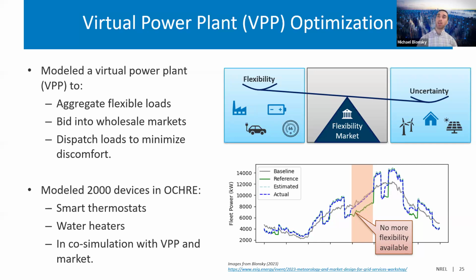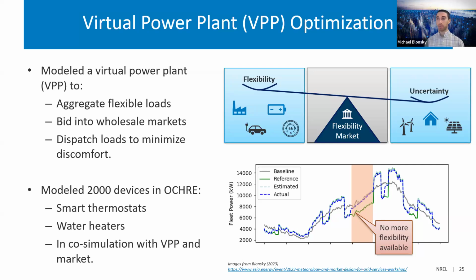And so we developed a VPP model that would aggregate flexible loads and bid those aggregated loads into the wholesale market. Once it receives a signal from the market, it dispatches those loads in order to provide those grid services and minimize discomfort. We used OCHRE and connected OCHRE to this VPP model as well as the market model. We modeled 2,000 devices, smart thermostats and water heaters. So we created models for 2,000 homes, but we were only focused on controlling specific devices within those homes across a wide footprint.